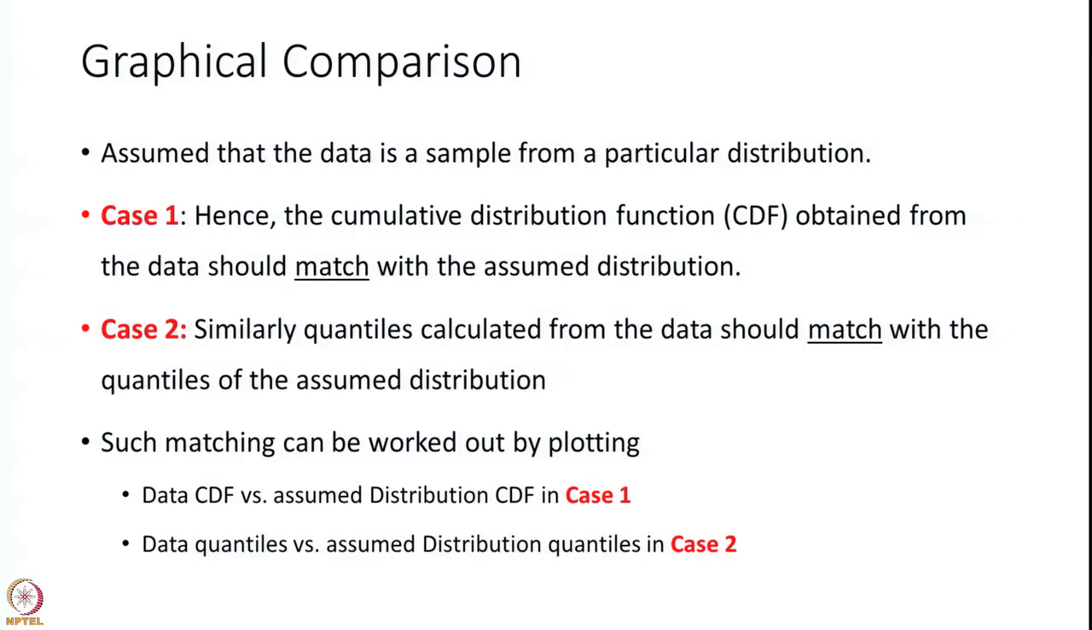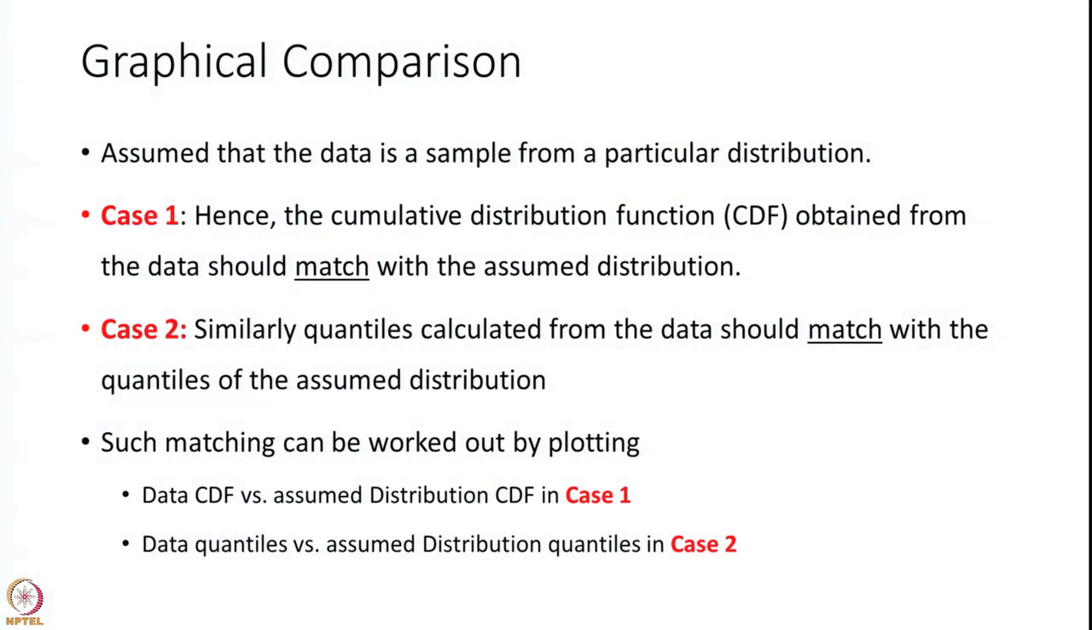Now, how do we go about doing this graphical comparison? We assume that data is a sample from a particular distribution. Your data, what you have got, is sample values coming from a particular assumed distribution. Hence, naturally, it means that whatever cumulative distribution function you obtain from data should match with the assumed cumulative distribution function. Similarly, if the sample data is truly coming from the one particular assumed distribution, then the quantiles that we have calculated from the data should match with the theoretical quantiles that you would get from the assumed distribution.